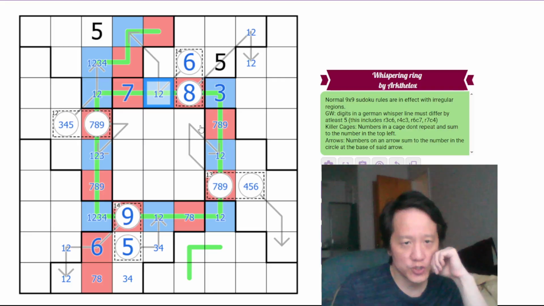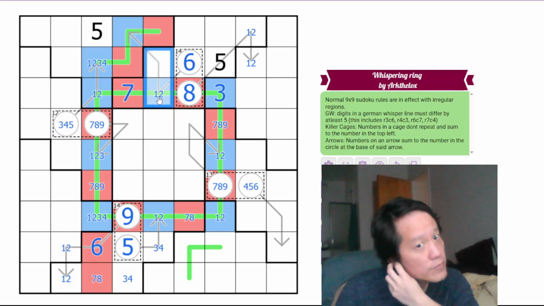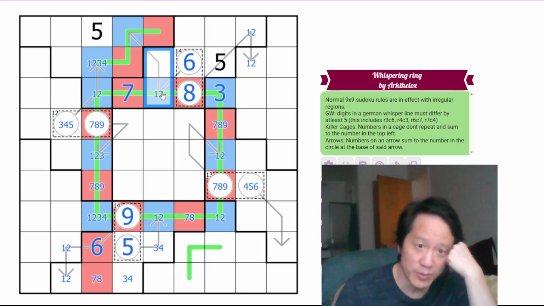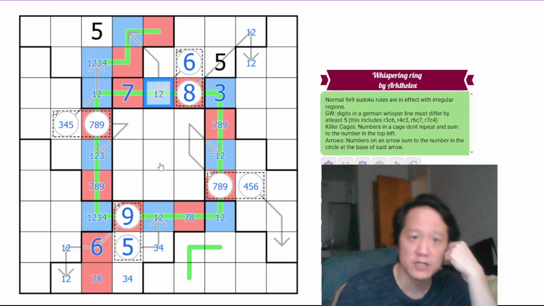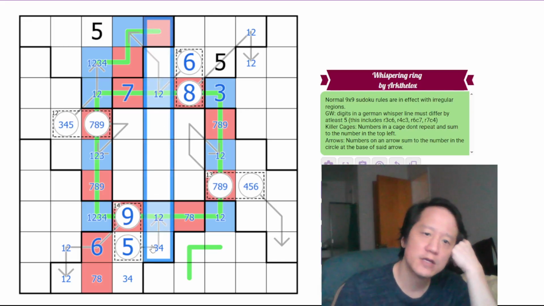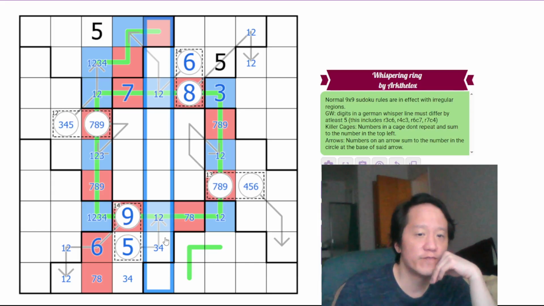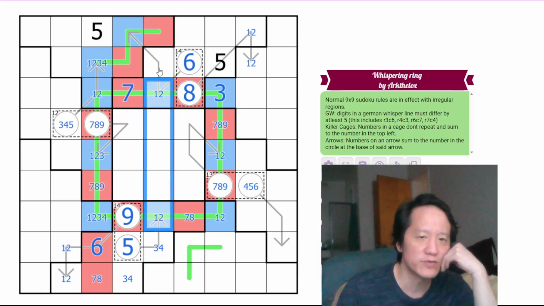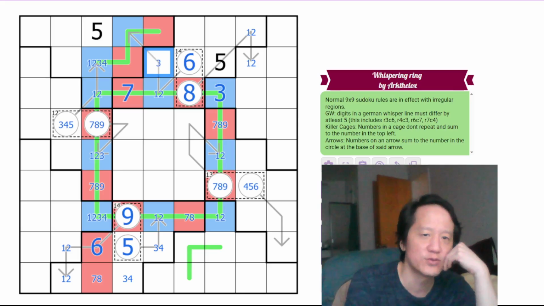This is 1 or 2. These will add up to at minimum 3, right? Two digits, they have to be unique. Actually, we have a 1-2, 1-2 pair in column 5, which eliminates 1 and 2 in the rest of the column. Therefore, this is at least 3.